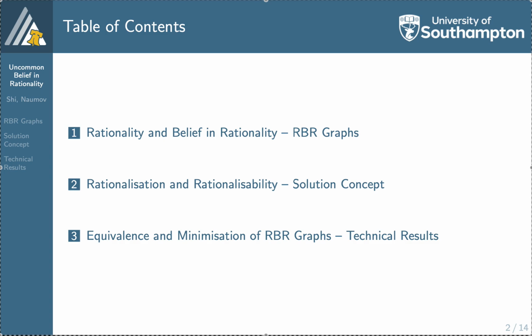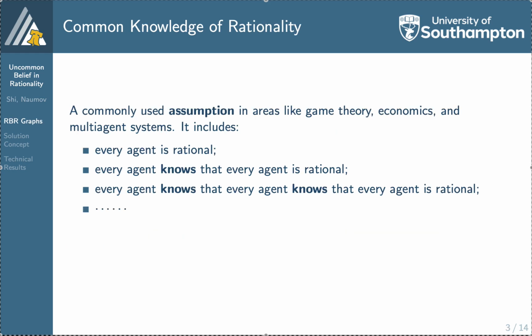Then I will use an example to illustrate how rationality and belief in rationality affects the reasoning process, and introduce the solution concept, rationalizability. Third, I will introduce the major technical results, the equivalence condition, and the minimization algorithm for RBR graphs.